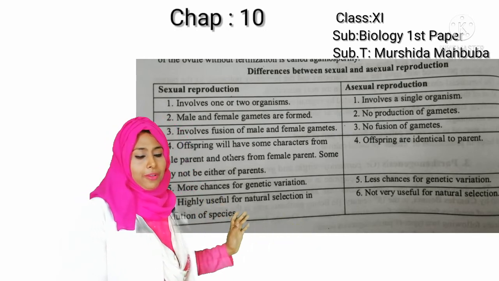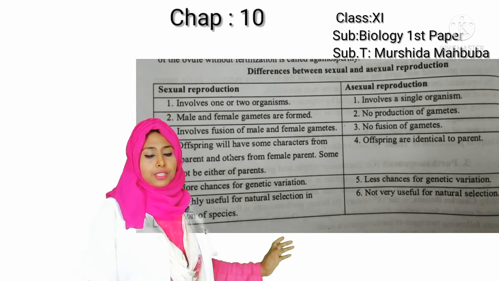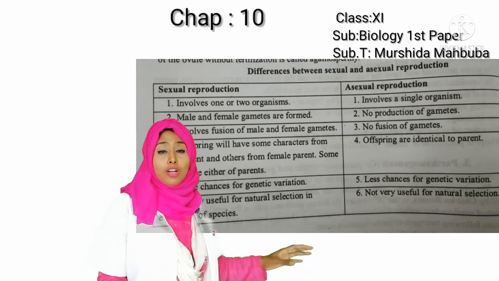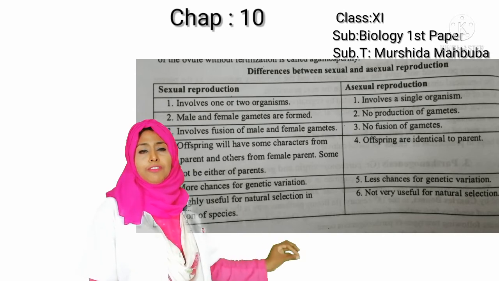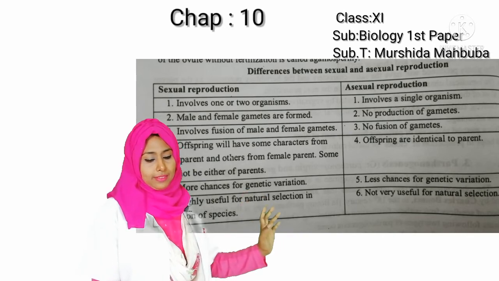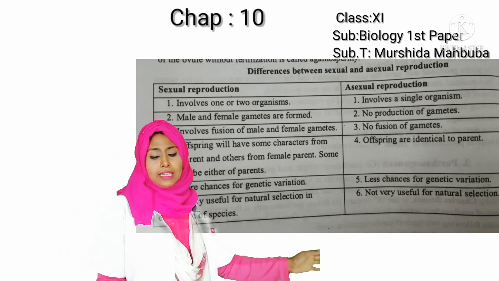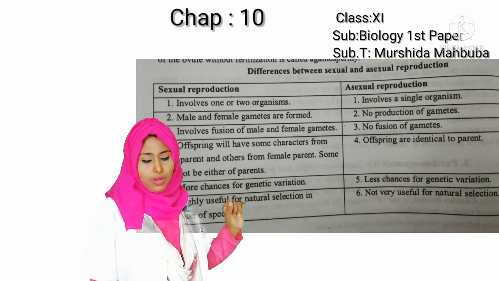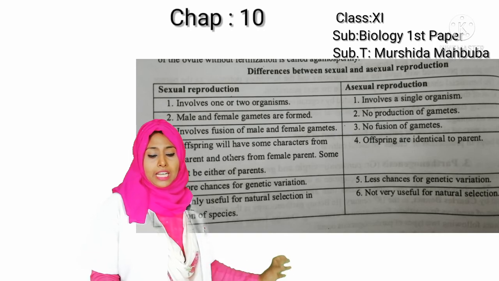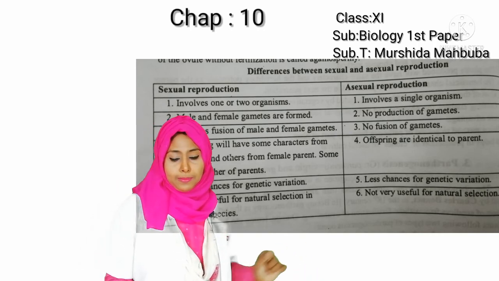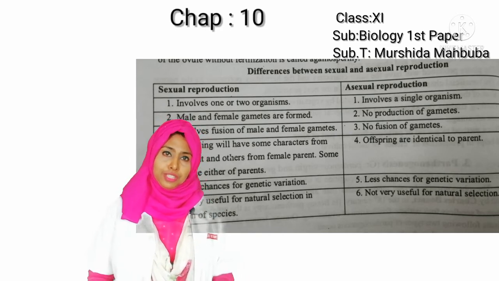Offspring will have some characters from male parents and others from female parents. Some may not resemble either parent. But in asexual reproduction, offspring are identical to the parent. More chances of genetic variation occur here, and here fewer chances of genetic variation occur. Here it is highly useful for natural selection in the evolution of species, and here it is not very useful for natural selection.